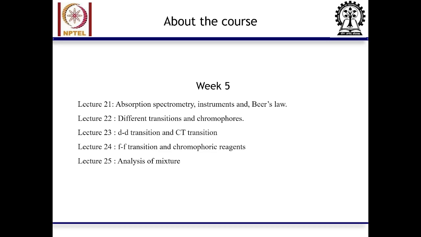In lecture number 22, you saw the different types of transition: sigma to sigma star, pi to pi star, n to sigma star, and n to pi star. These are the different transitions, and the chromophores which have double bonds and conjugated double bonds were introduced in lecture number 22.